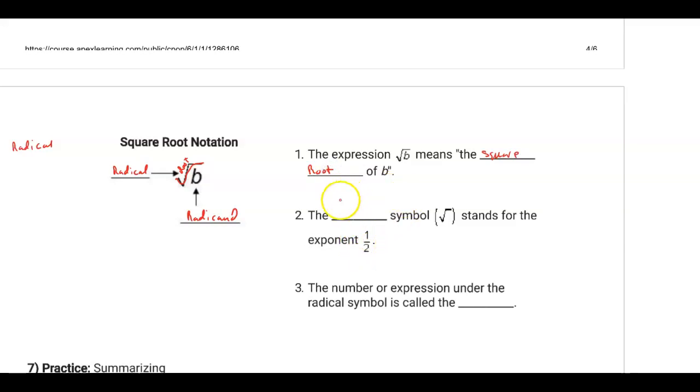Then the next one says the radical symbol stands for the exponent 1/2. So when we see this, I know the square root of 9 is 3. So we say 9 to the 1/2 is 3, right? So the square root of 9 is the same as 9 to the 1/2 power. The expression under the radical symbol is called the radicand.